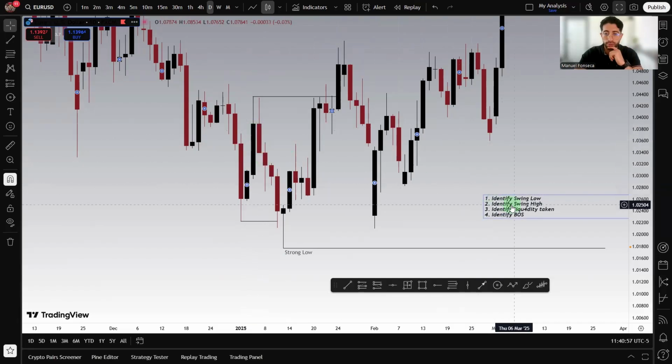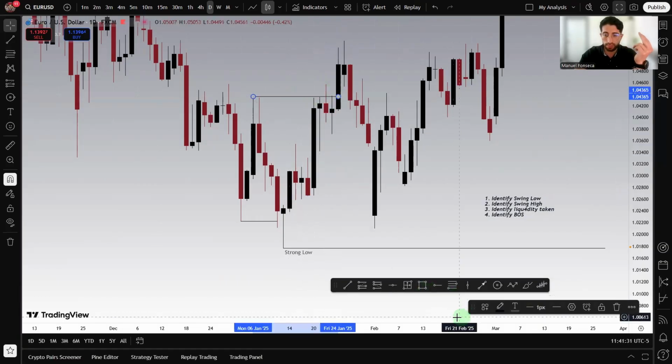Now, what happened after that, we need to identify the liquidity taken, which is what really happens. From this point, the price goes down, takes the liquidity of this low, and then creates the lowest low, which could be the strong low, remember. Okay, and now from this point, what happened? It made a break of structure. We have to identify it. So we need to wait 1, 2, 3, 4, 5, 10 candles to make this BOS. And now this is the break of structure.